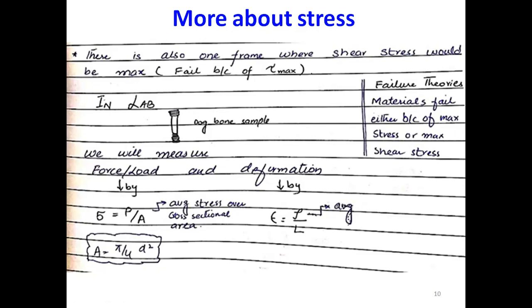There are cases where the material fails along the planes where shear stress is maximum. We would discuss this in this course. We would see examples where the material would have failed along the planes where shear stress would be maximum. So we are also interested in finding out the maximum shear stress and the orientation of the planes where shear stress is maximum.